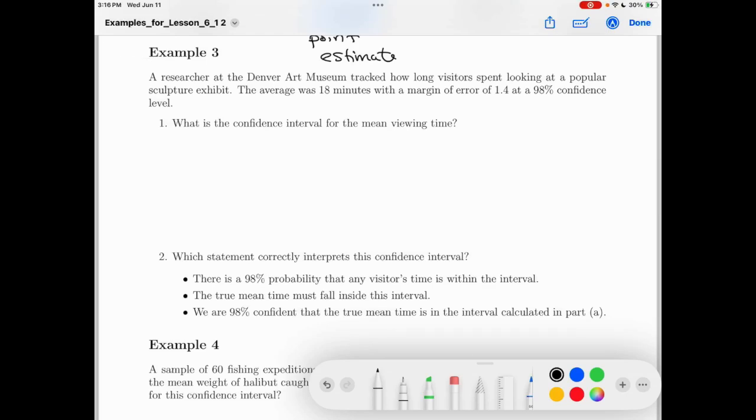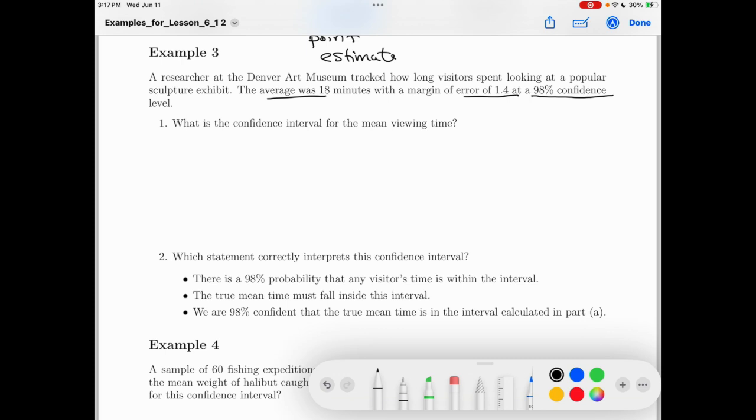All right, now let's take a look at example 3, what you do when you're given the point estimate and the margin of error, and you need to actually find or build the confidence interval. So we're given that a researcher at the Denver Art Museum tracked how long visitors spend looking at a popular sculpture exhibit. The average was 18 minutes with a margin of error of 1.4, and this is with a 98% confidence level. So here's all the important information.